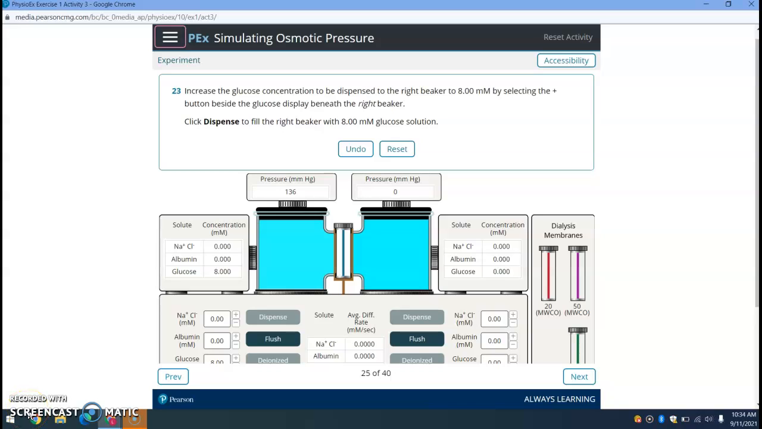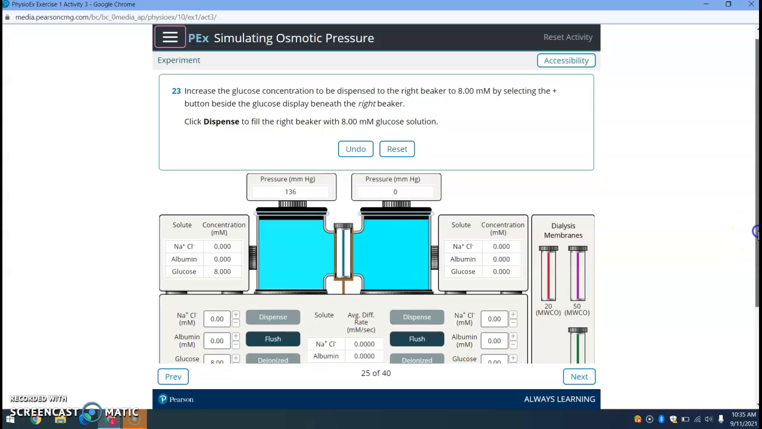All right, we're moving on with the osmotic pressure lab, PhysioEx lab. And I apologize. I'm of the older generation and I just didn't maximize the screen last time. I'm not going to re-record it, but at least this time I blew up the screen a little bit so you can see better. Okay, so it says increase the glucose concentration to be dispensed to the right beaker to 8 millimolar by selecting the button beside the glucose in the right beaker.